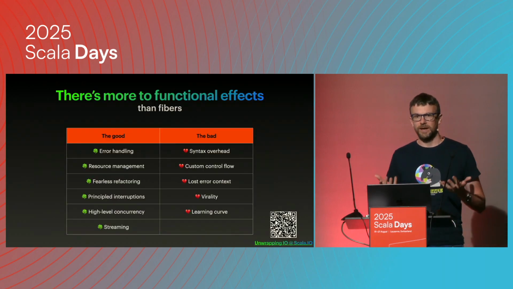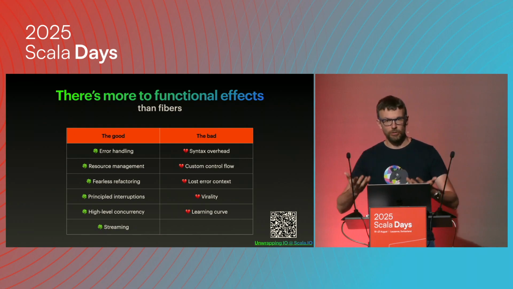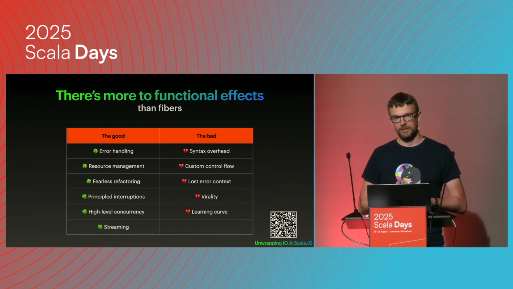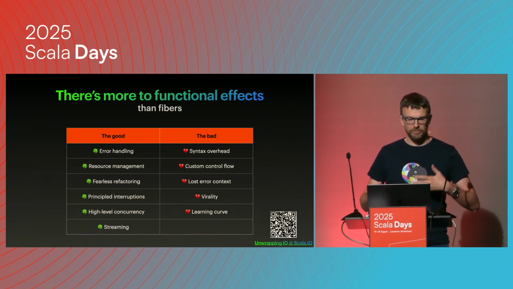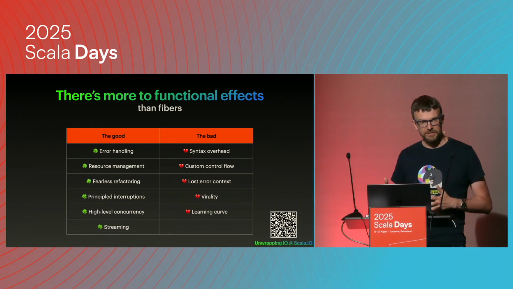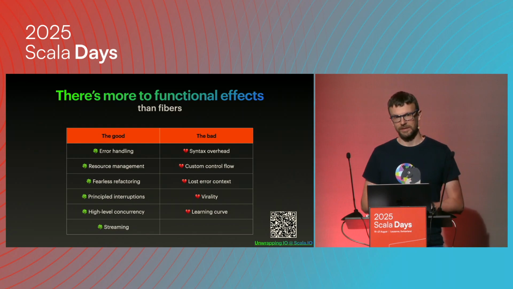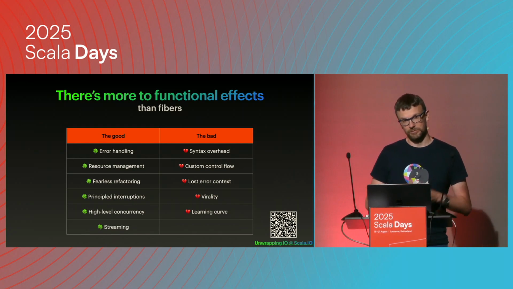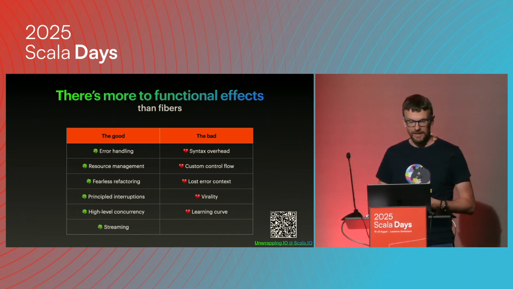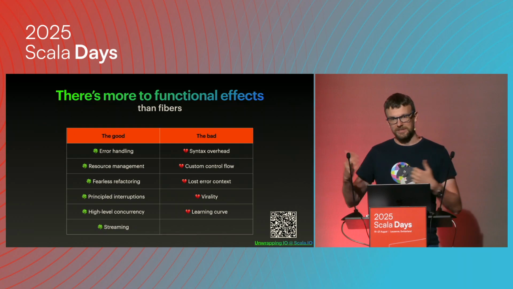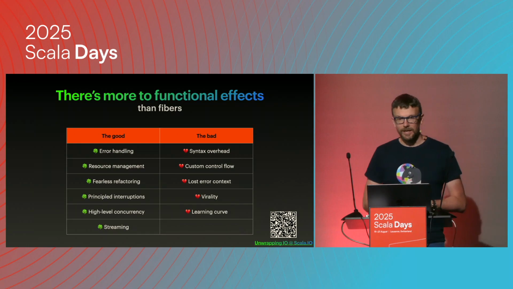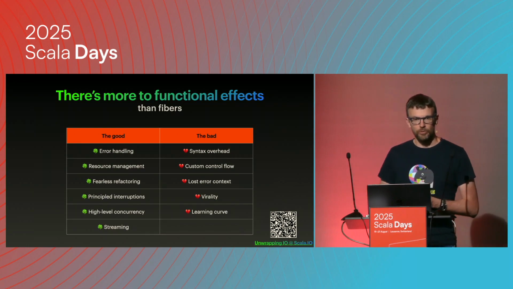However, there's much more to functional effects. They evolved way beyond offering fibers and asynchronous runtimes, right? So it got resource management, error handling, interruptions, concurrency, streaming. These are all the good things that we would like to keep, right? Because we've grown to like them. There are also some bad sides, like the syntax overhead, the fact that our stack traces aren't as informative as they could be, the variety of the data types, the learning curve. So maybe we can improve that as well.